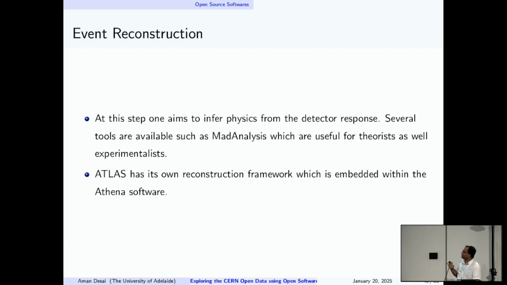Then for reconstruction, the idea is you've got these detector signals, and then you need to find out or infer what physics is going on. In that case, there are reconstruction software packages. ATLAS has its own reconstruction software, which is called Athena. And there's a tutorial later on where you'll be using, indirectly, the Athena software within Jupyter Notebooks, but that would be very indirect.